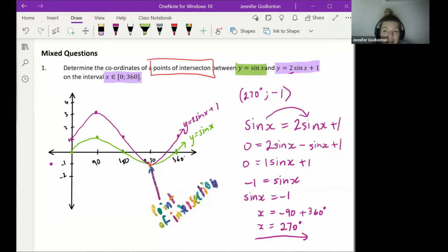Yeah, you could use factorization if there was a square involved. But in this case, we wouldn't have anything to factorize. Yeah, the video will be uploaded. It'll be there within 24 hours.